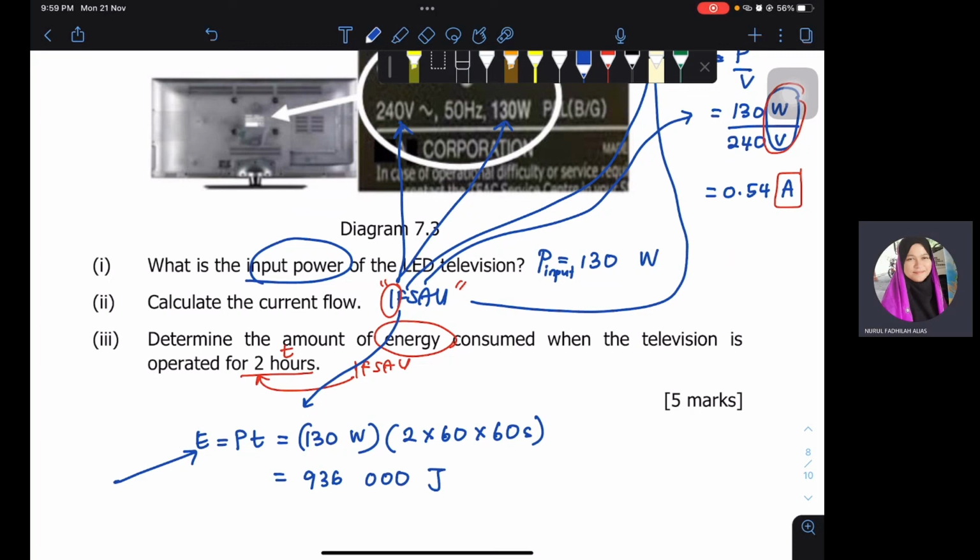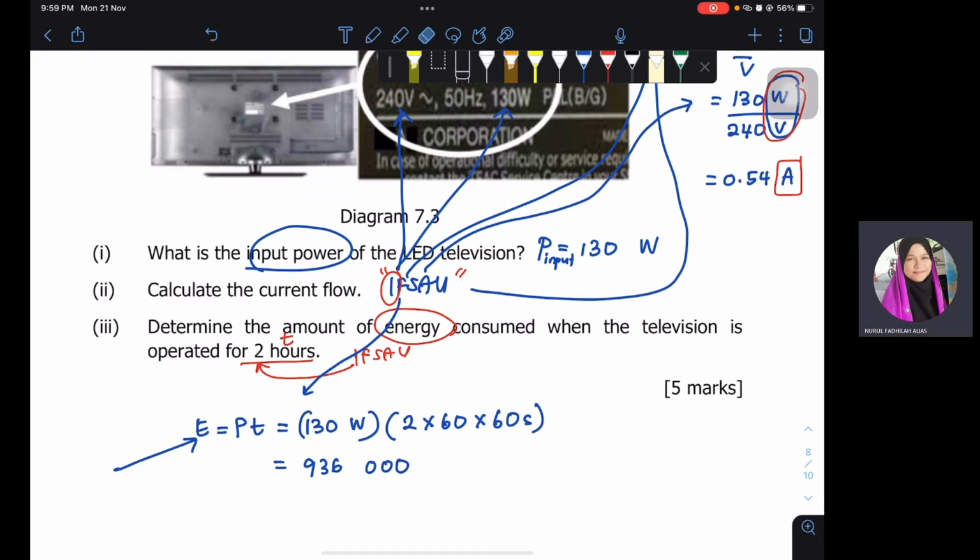joule. If you don't remember joule, as I always, W second pun boleh. Kalau you tahu the SI unit tu, okay. Alright, I think that's all. Nanti kita sambung lagi.